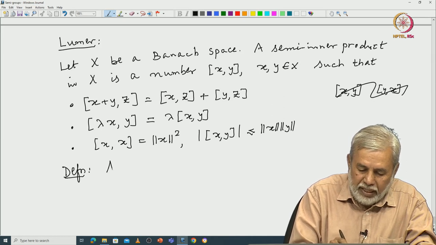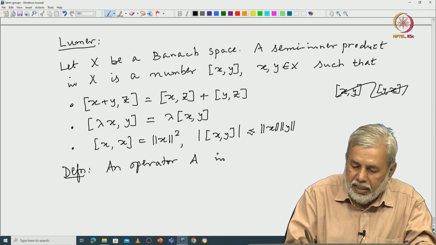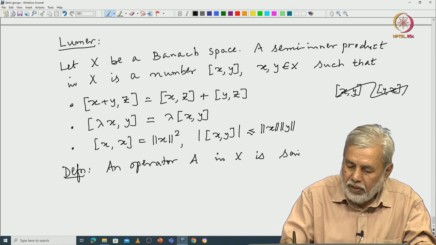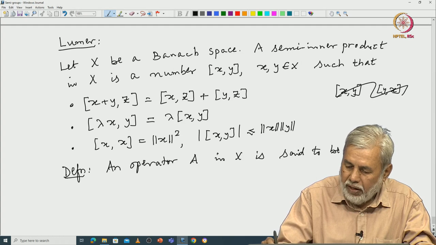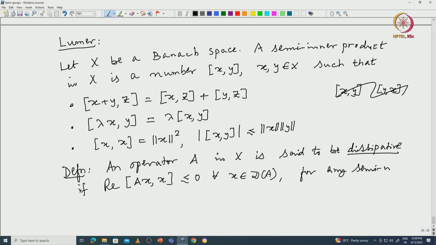Okay. An operator A in X is said to be dissipative if the real part of [Ax, x], where I take any semi inner product, is less than or equal to 0 for all x in D(A), for some or any semi inner product.